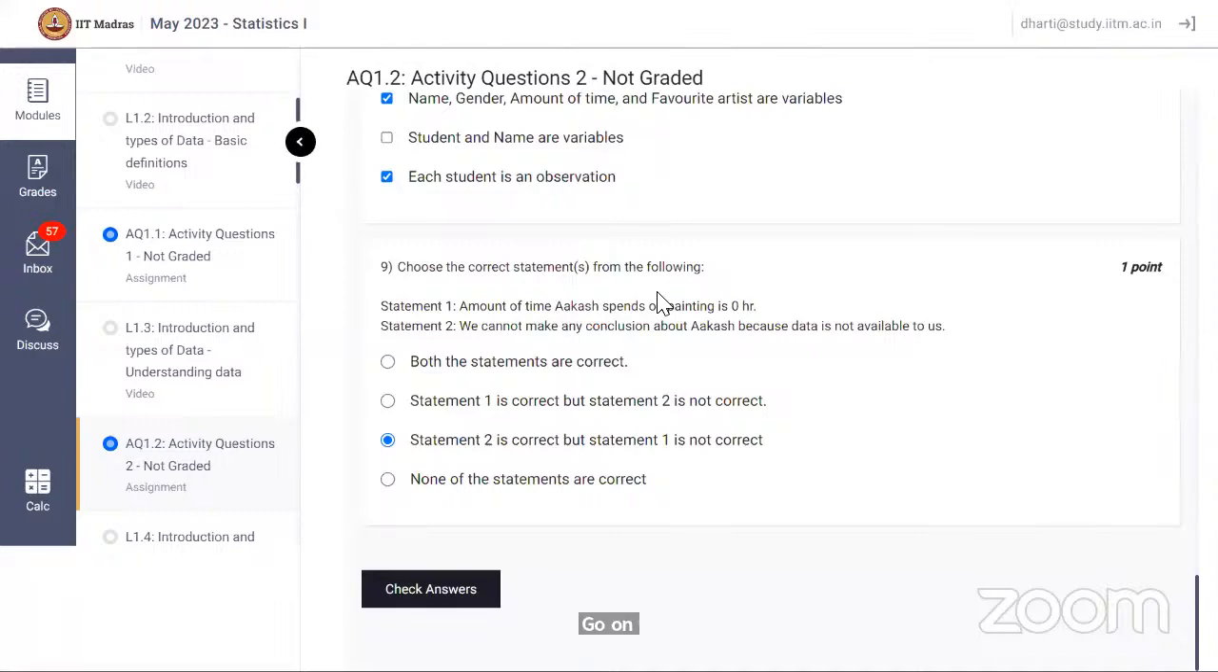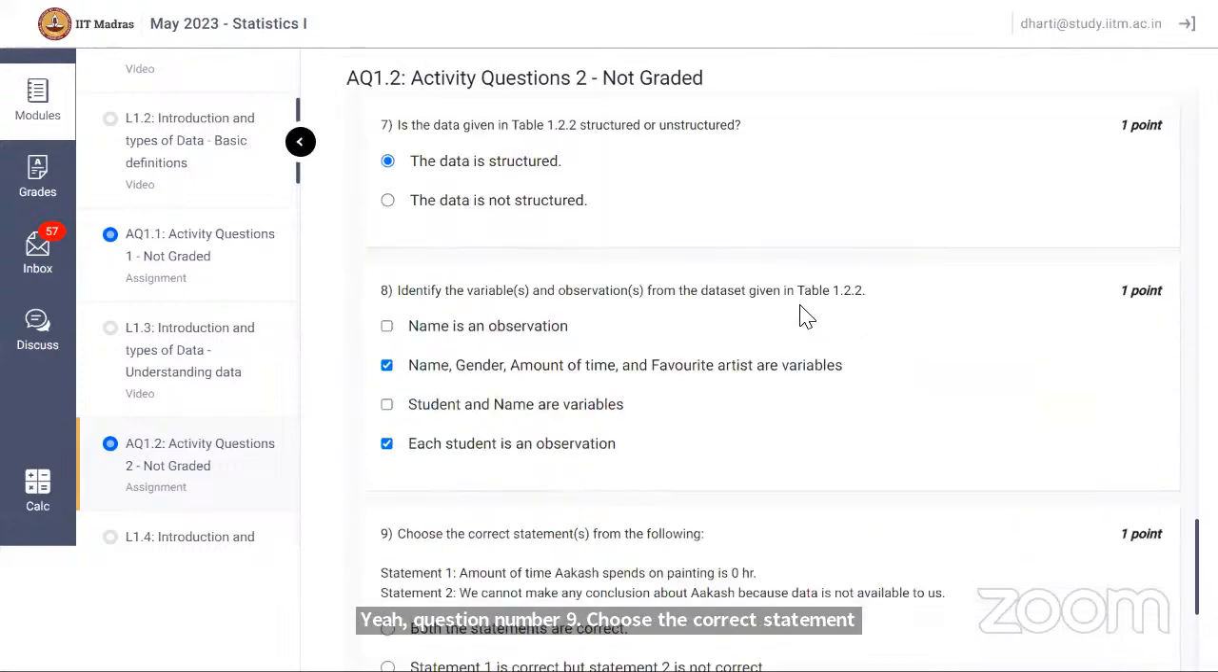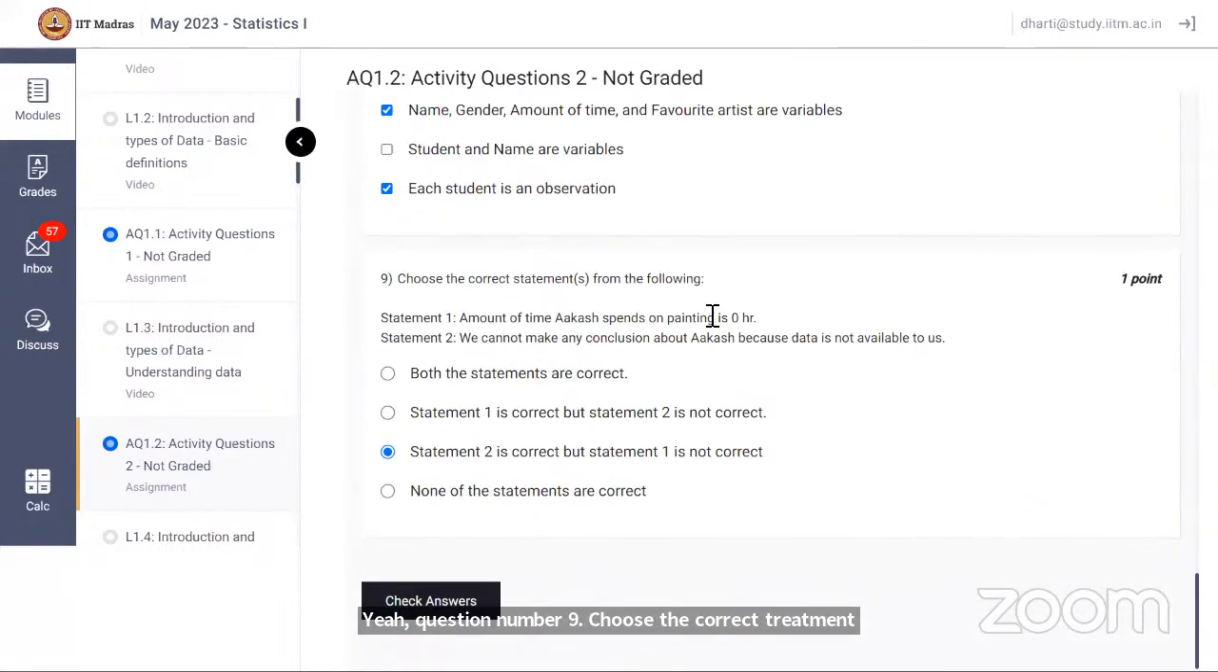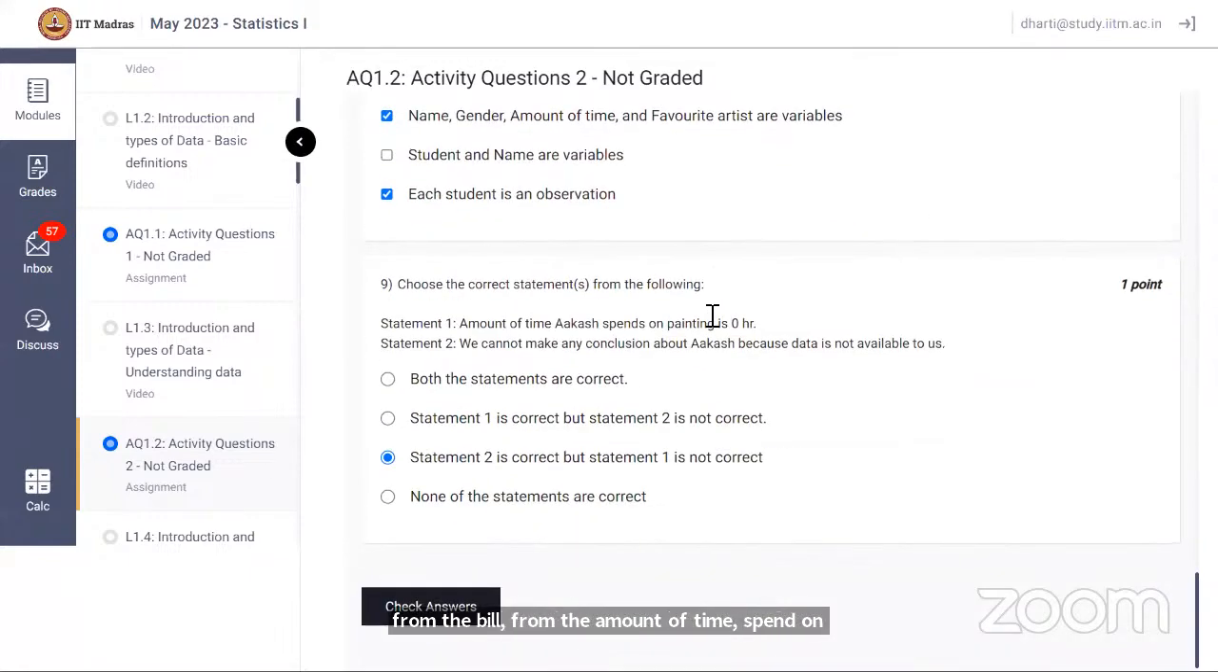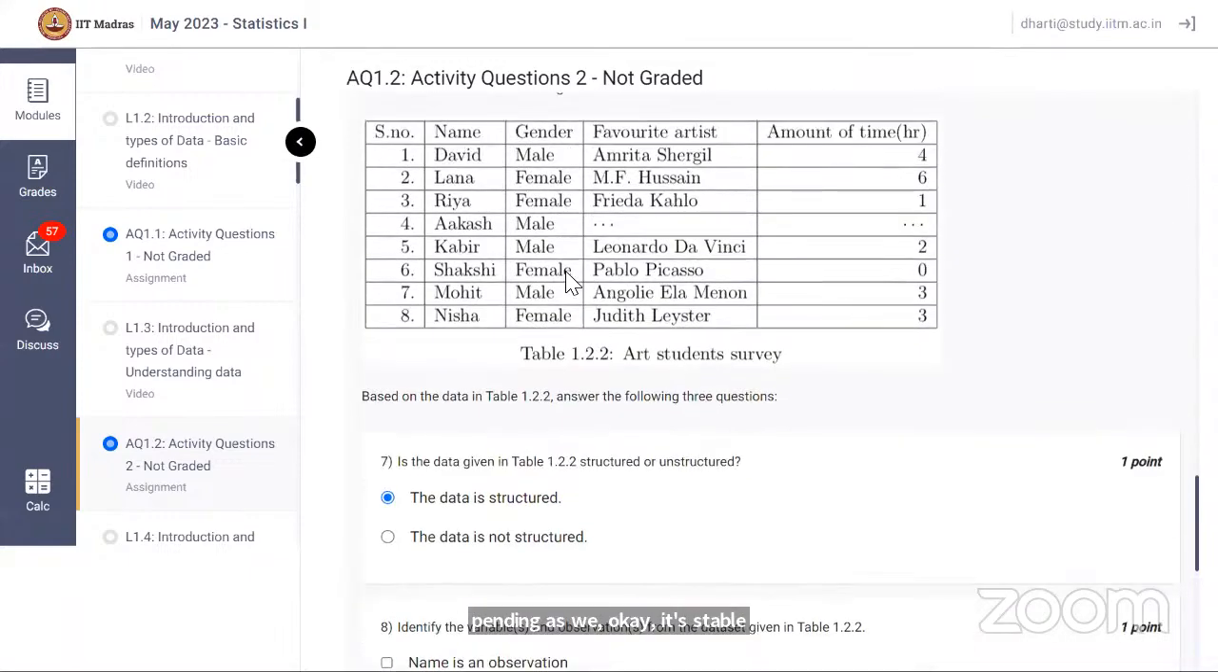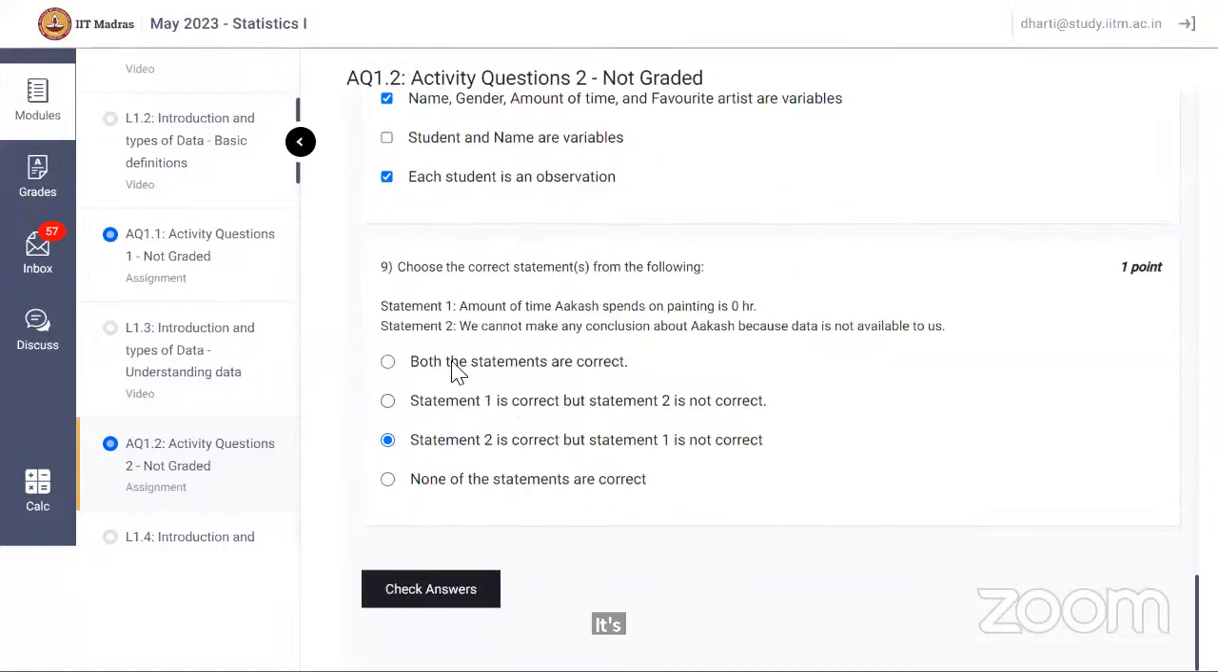Okay. Question number 9. Choose the correct statement: the amount of time Akash spent on pending is 0 hours. It's a table based question. Who is Akash? Akash is there, right? Statement 2: we cannot make any conclusion about Akash because data is not available to us.